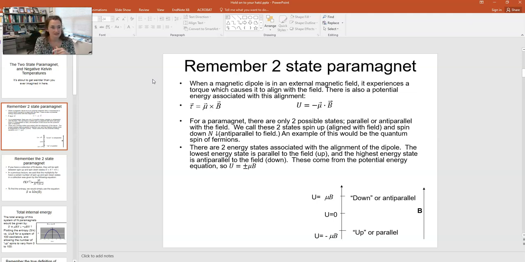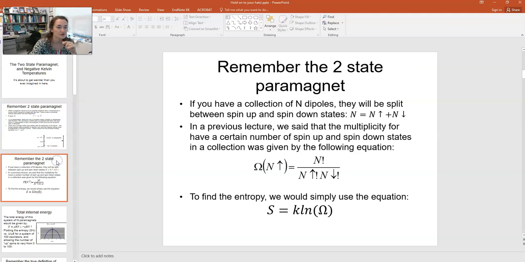So that's that. Now, if you have a collection of dipoles, let's say that you have N total dipoles, then those dipoles, if there's only two states, would be split between the spin up and spin down states. So if we call N the total number of dipoles, then let's have N with the up arrow indicate the number of spin up particles, and N with the down arrow indicate the number of spin down particles. And N would be equal to N up plus N down in our simple two-state paramagnet, okay?